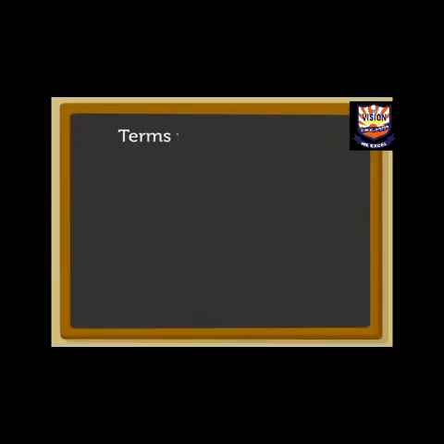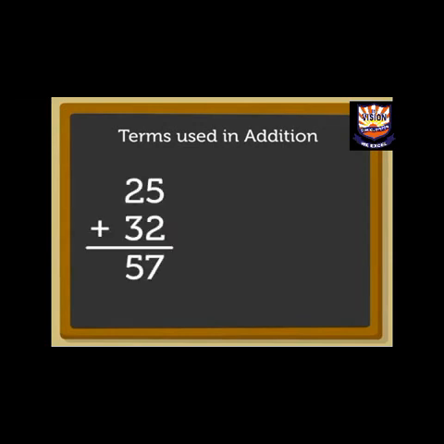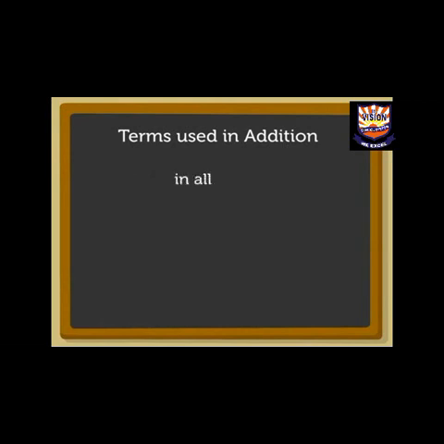Now let me tell you the terms used in addition. Now students, the numbers which we add are called addends, first addend and second addend, and the number which we get after adding is called the sum. Here you can see we can use some words. In all, altogether, total and sum are words used for addition.